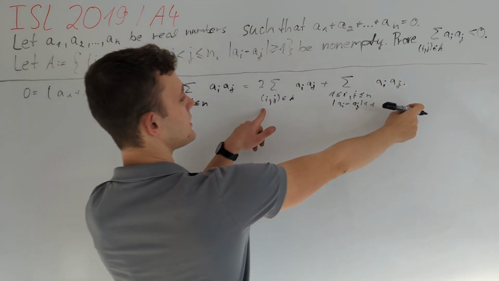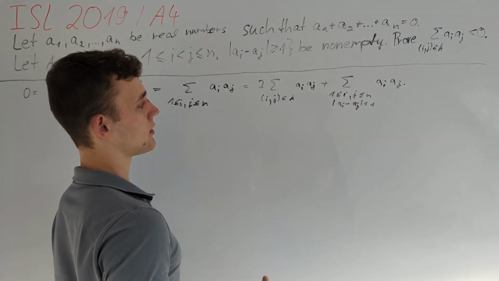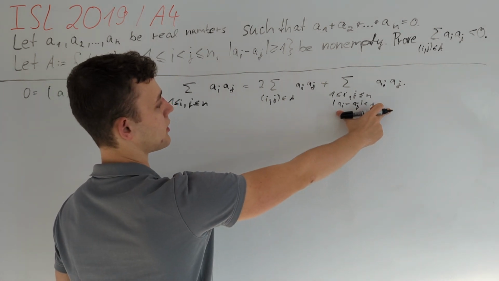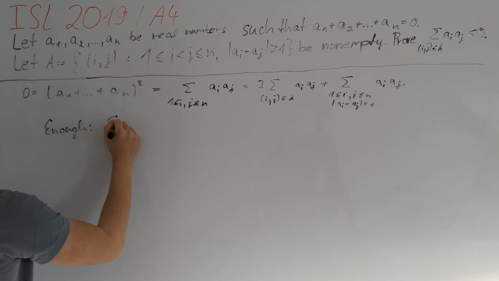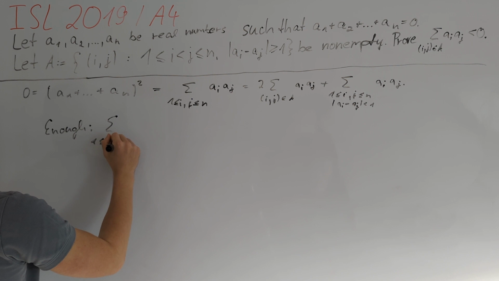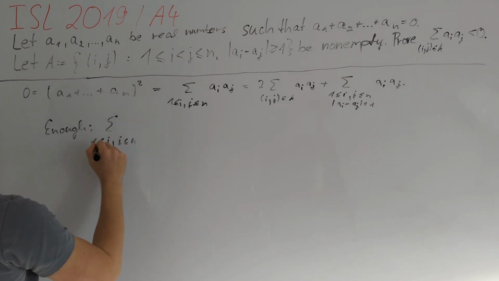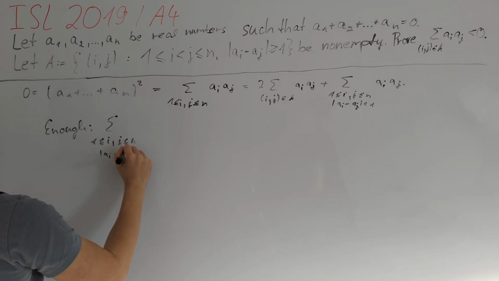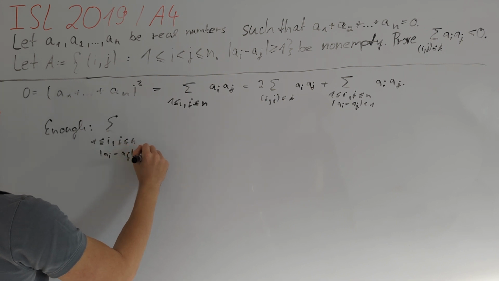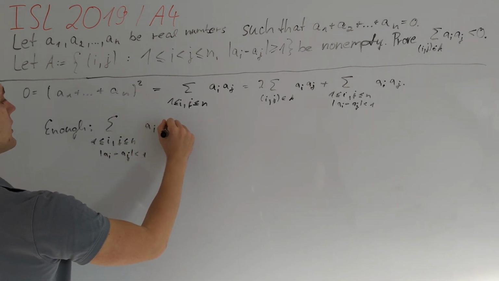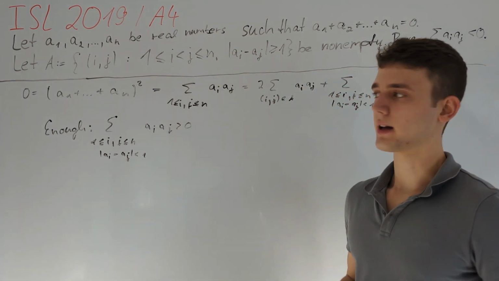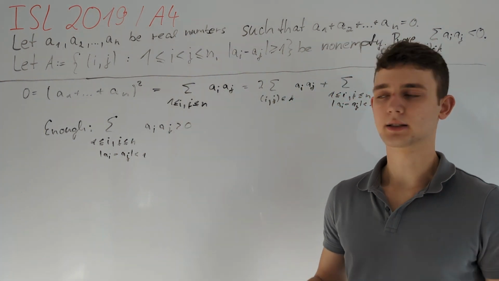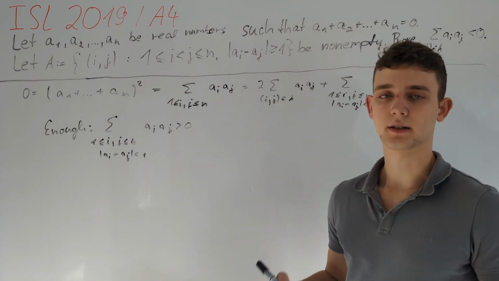So because all of this equals 0, we only need to show that this sum is positive. So we note this down and we see that it is enough to show that the sum over i and j between 1 and n, where the absolute value of ai minus aj is less than 1, of ai aj is positive. Taking a look at this sum, we note that any ai of absolute value at least 1 cannot contribute negatively to this sum.